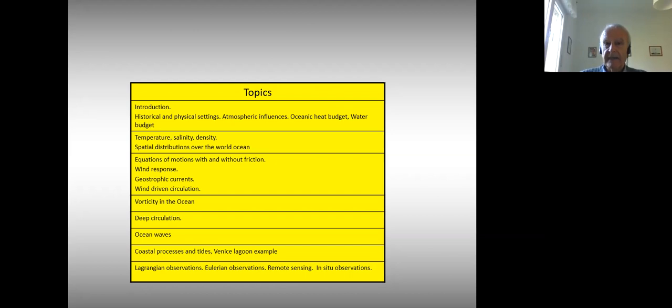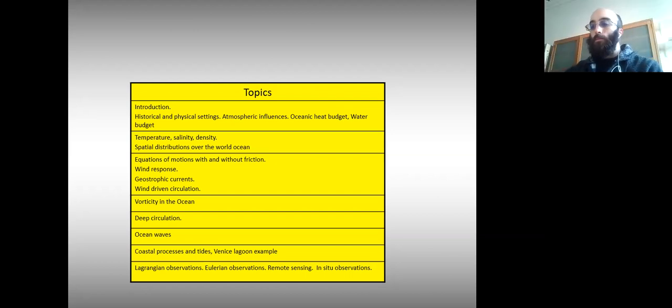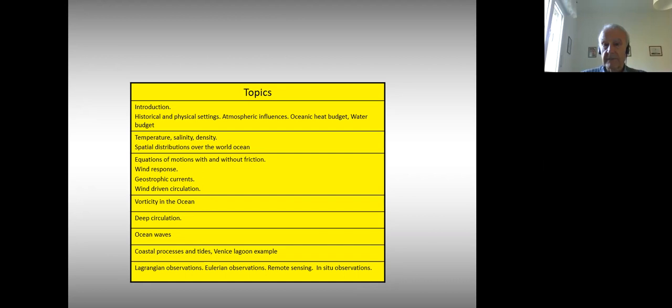Then I will be talking about temperature, salinity, and density, which are the most important parameters in the ocean. Well, I will be talking about the spatial distribution over the world ocean of all these parameters, which, you will see, are determining the flow, the currents. And then obviously we pass to the equations of motion, which are to a certain extent or largely related to temperature, salinity, and density, spatial and temporal distribution.